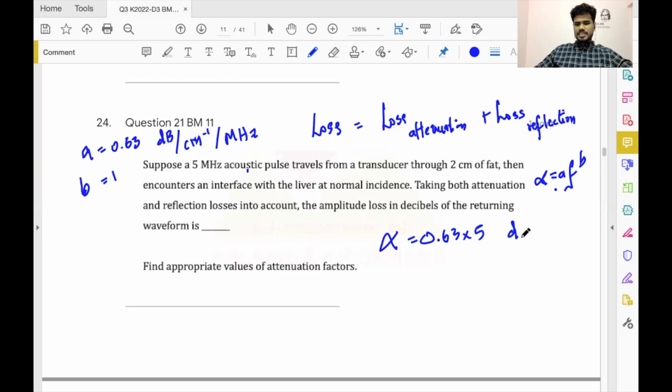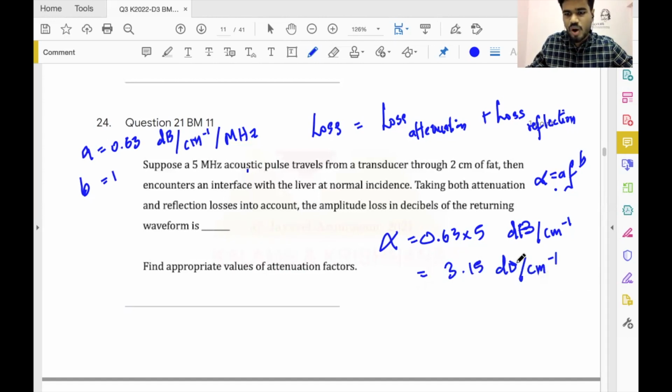Alpha is 0.63 into 5. Notice this is decibels per centimeter. That is, per centimeter of travel, we lose this much. That is what this alpha means. Forget the formula, a couple of other things. So this is 0.63 into 5, which is 3.15 decibels per centimeter.